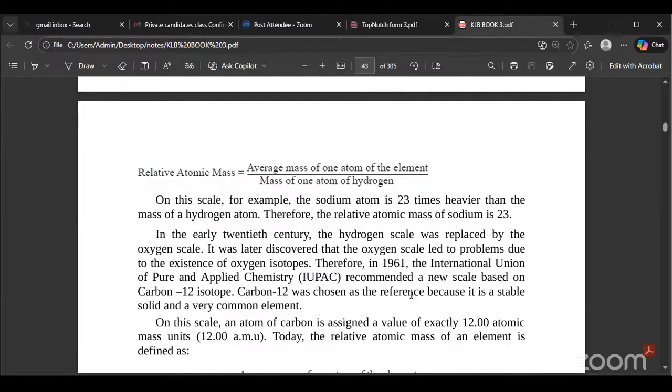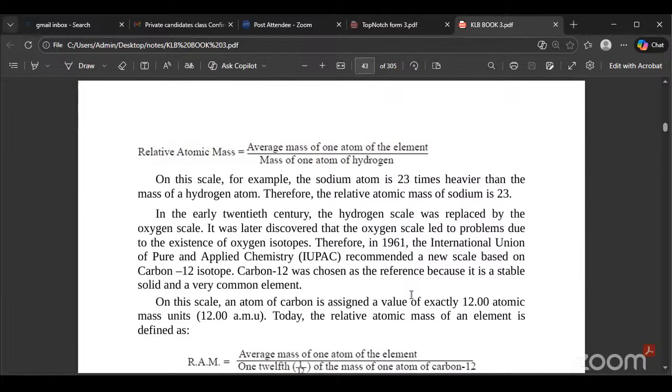It had other issues. And then later they removed hydrogen and replaced it with oxygen. Then oxygen came and brought a problem of scale due to the existence of oxygen isotopes. That is what I said, it was because of the isotopes. And then in 1961, I heard it is in the 1960s, not long ago, the International Union of Pure and Applied Chemistry, which is IUPAC, recommended a new scale based on carbon 12. So carbon 12 was chosen as a reference.